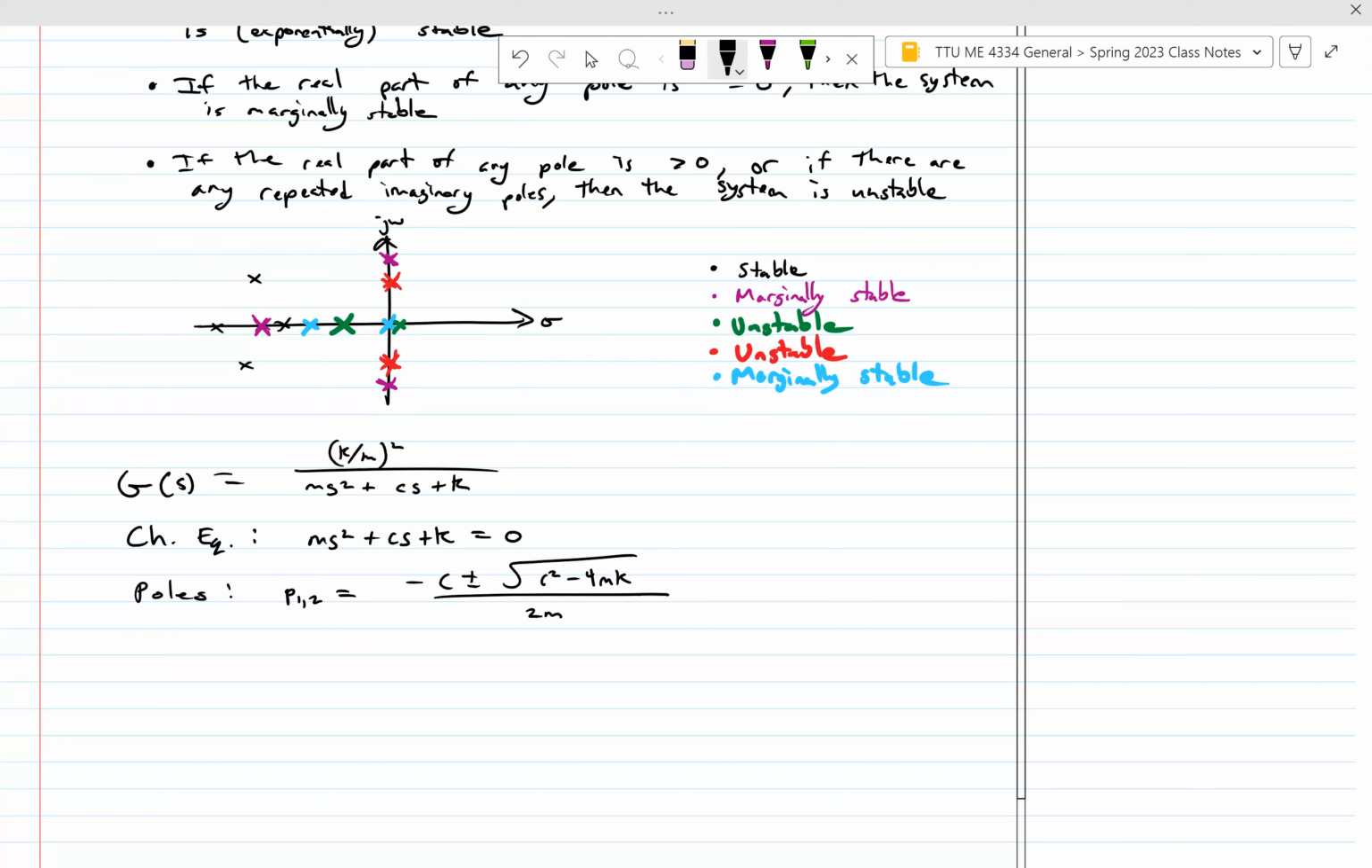Okay, so example number 1 here. Let's say M is greater than 0, K is greater than 0, C is equal to 0. Let's say actually M is equal to 2, K is equal to 8 for our example. Tell me what we get for our poles, and tell me what type of stability we have for this system.